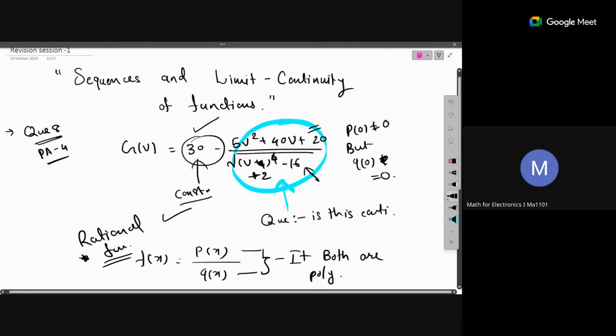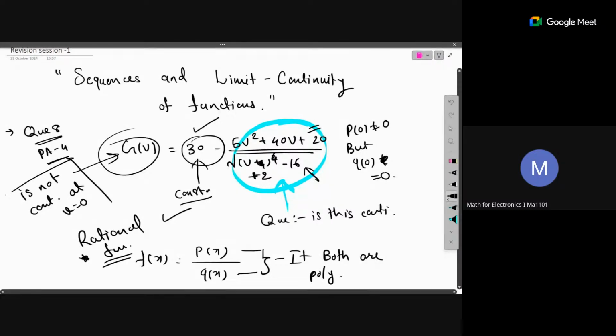So that means we have one point at which our denominator is becoming 0. So that means this function is not continuous at v equals 0, right? So the answer will be no. So that's how you have to check for continuity of any rational function.